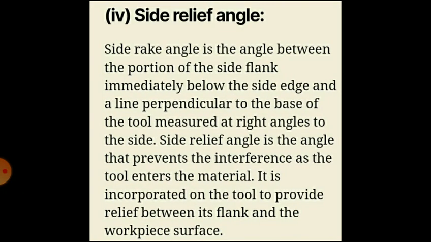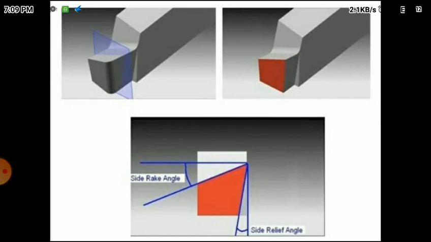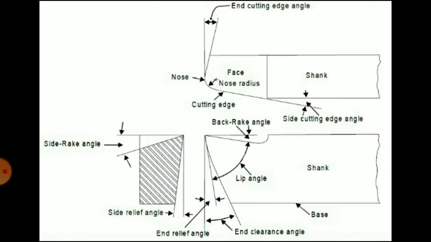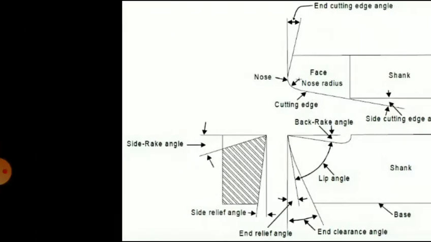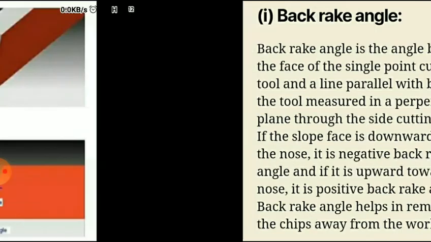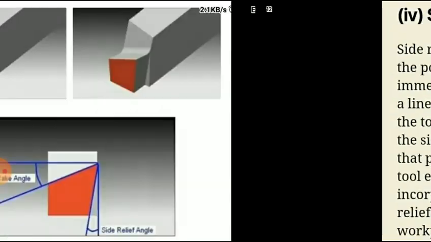Then the side relief angle. You can see the side relief angle in this diagram, or in another diagram you can see the side relief angle in the side view. The side relief angle is the angle between the portion of the side flank below the side cutting edge and a line perpendicular to the base of the tool, measured at right angle to the side flank. So that is the side relief angle. You can see here.